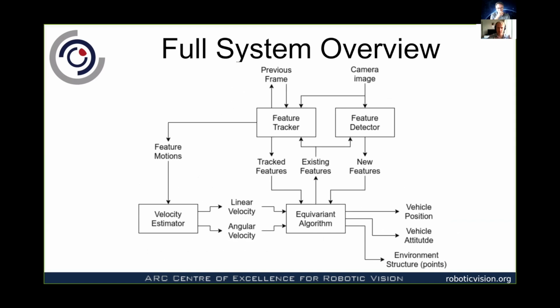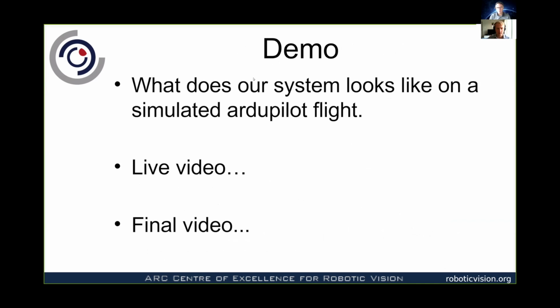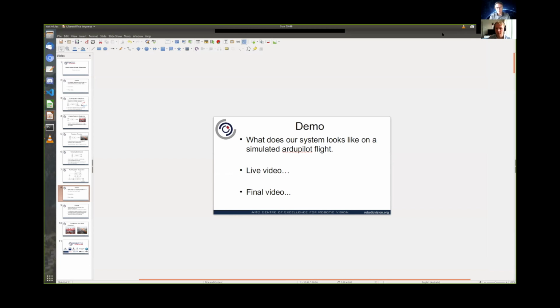Okay, this is just a block diagram of the whole system. As it is currently in my code, the key thing to notice is that ultimately we don't use any linear and angular velocity estimates at the moment. We're just taking in an image and eventually spitting out a vehicle pose and environment points. To drive that home, I'll show off a demo.